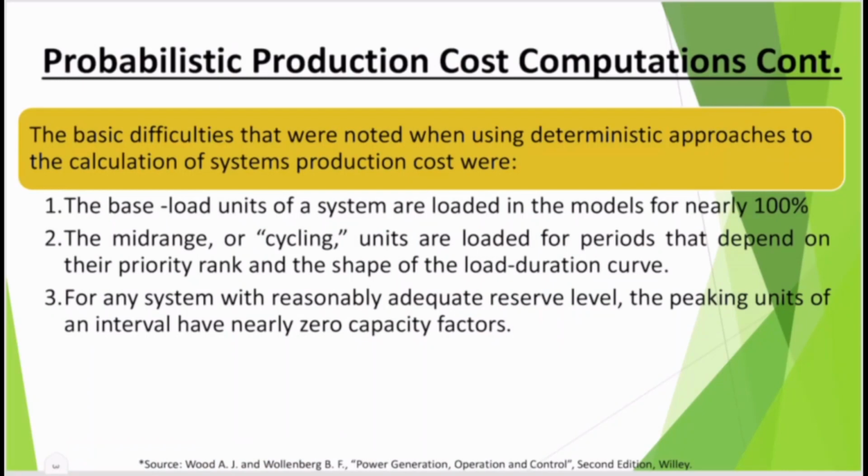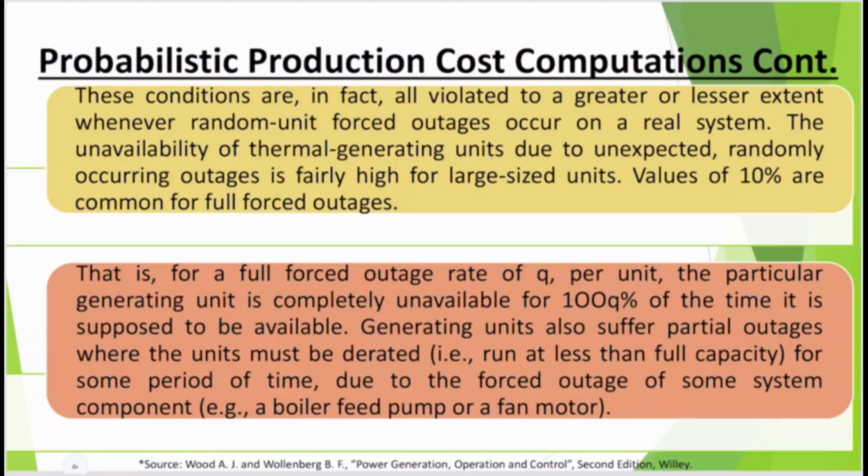For an example, if there is a gas power plant, we bring it in during the peak hours and then we switch it off as and when required. However, a nuclear power plant or a thermal generating unit is always allowed to generate power continuously. For any system with reasonably adequate reserve level, the peaking units of an interval have nearly zero capacity factor. Now, these conditions are in fact all violated to a greater or lesser extent whenever random unit forced outages occur on a real system.